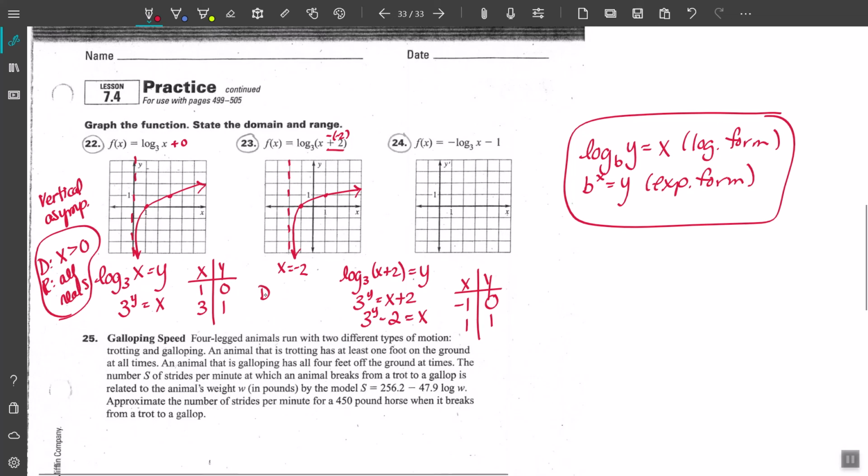My domain here, again, I can't go past that x of negative 2. So that's going to be, x has to be greater than negative 2. And then my range, again, will be all reals for the same reason that I described in number 22.